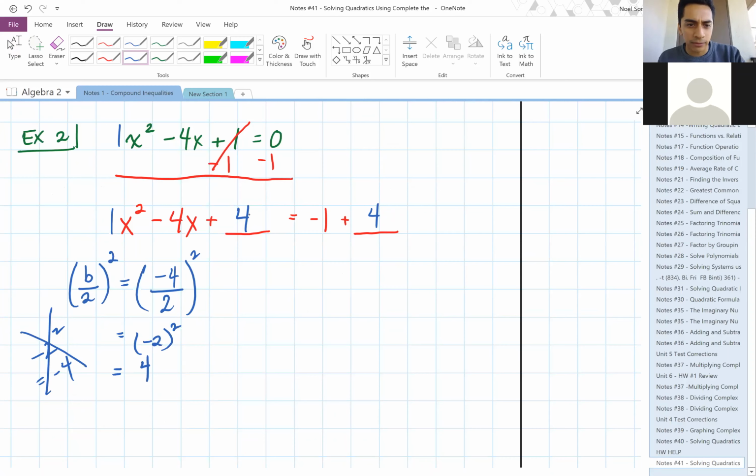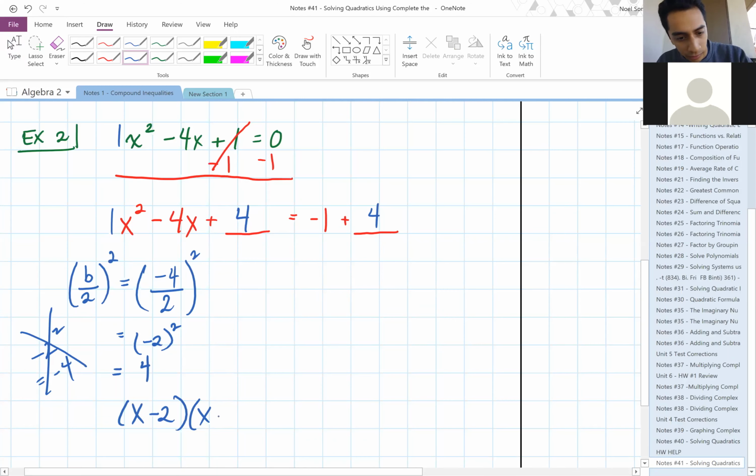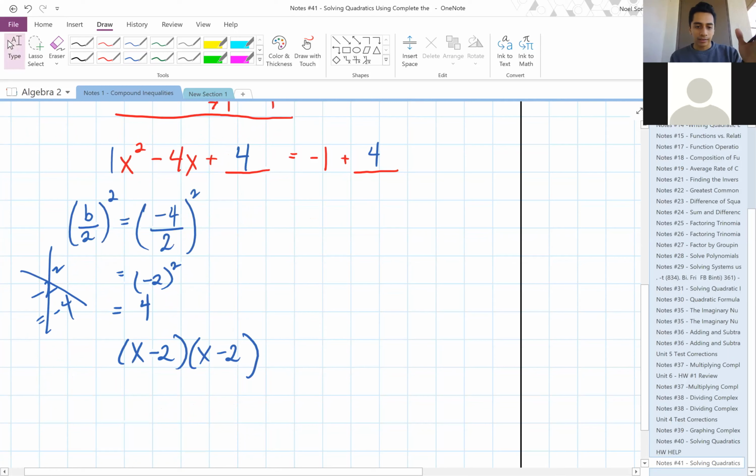You want factors that will multiply to be 4, but add up to be -4. So what do you think? Yeah, so remember, it has to be both. Both of them have to be the same number. So we want x minus 2 times x minus 2. Okay, if you did x minus 2 and then x plus 2, then you wouldn't be able to write it as the same term squared.